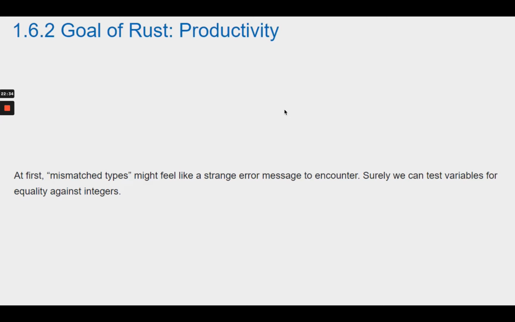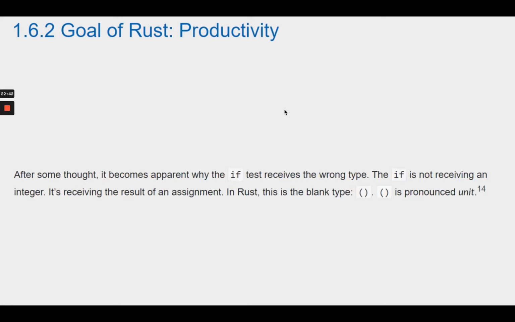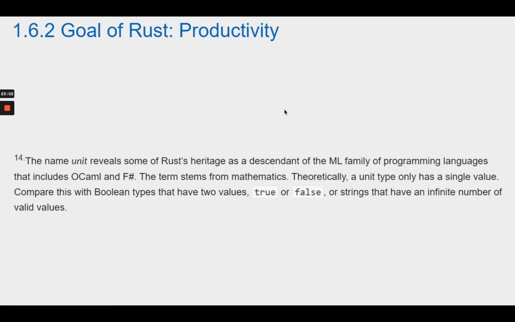At first, mismatched types might feel like a strange error message to encounter. Surely we can test variables for equality against integers. After some thought, it becomes apparent why the if test receives the wrong type. The if is not receiving an integer. It's receiving the result of an assignment. In Rust, this is the type open close parentheses, which is pronounced unit.